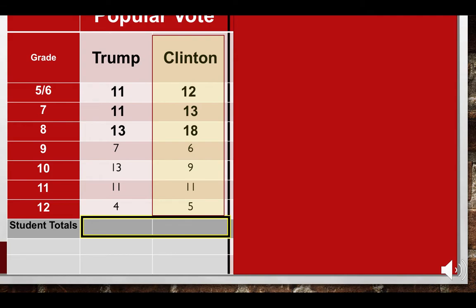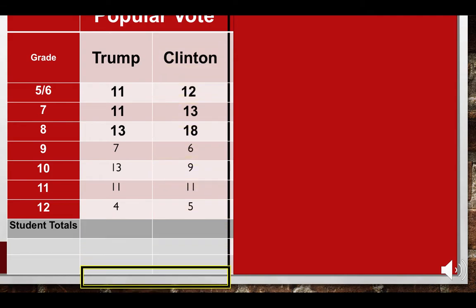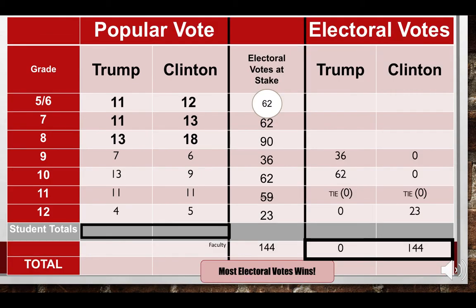All right. Now we're going to move on and see how those popular votes affect what's happening with the electoral votes. So, what I'd like for you to do is take a look. Hillary Clinton in 5th and 6th grade got 12 of the popular vote, while Trump got 11. Because Clinton got one more vote, all the electoral votes at stake, which are 62, she would get 62 electoral votes, they move into her column.